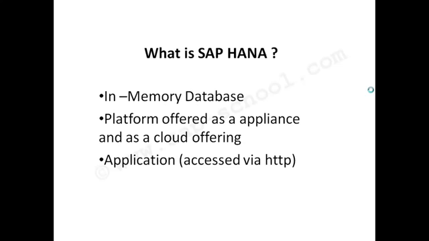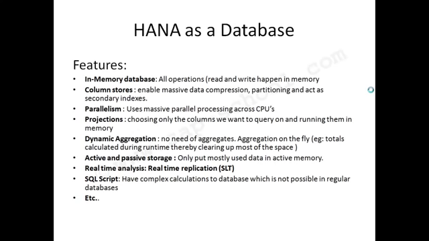So let's move forward and look at some of the features of SAP HANA. The first feature, as I mentioned, is that it's an in-memory database. All read and write operations happen in memory. The next one is column stores. Unlike in regular databases, the data in HANA is stored in columns. This enables massive data compression, partitioning, and secondary indexes. Usually in regular databases, we have to create secondary indexes, but because we use column stores in HANA, it already serves the purpose of secondary indexing.